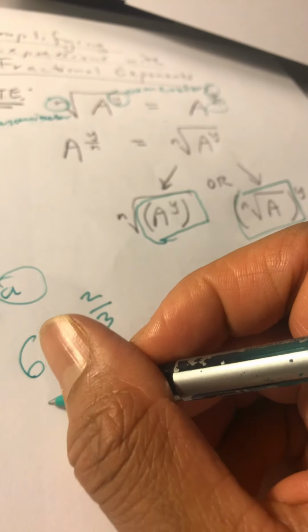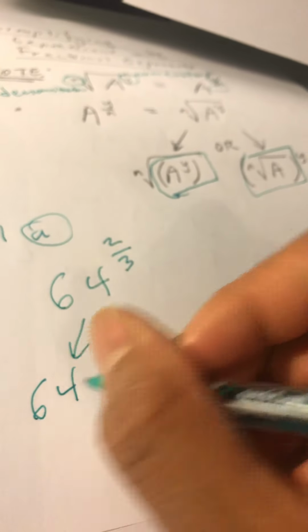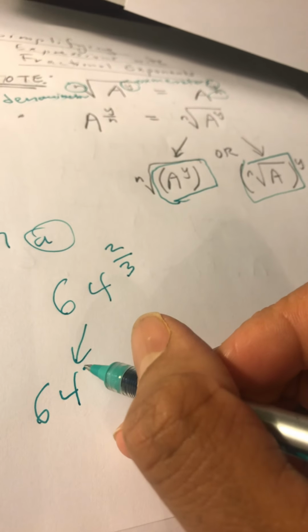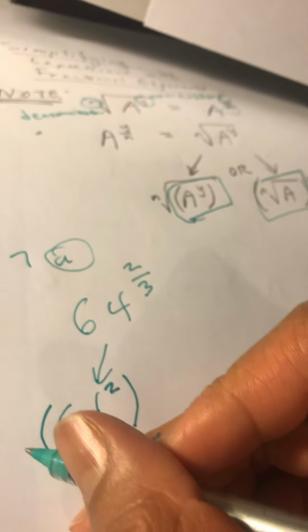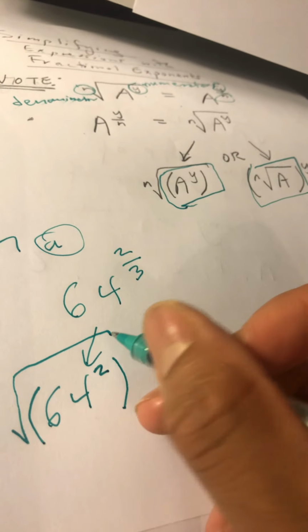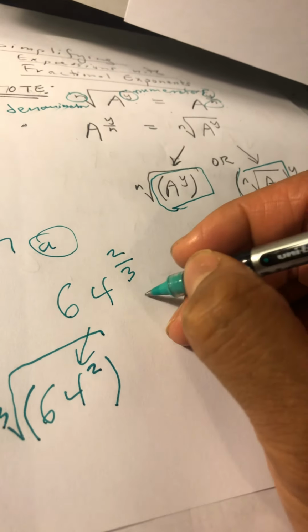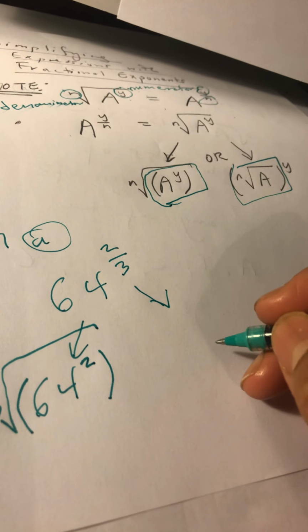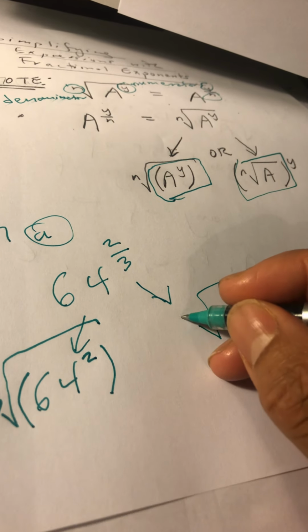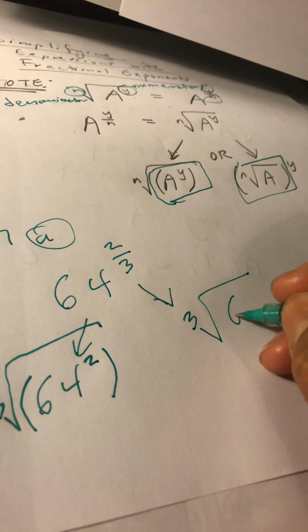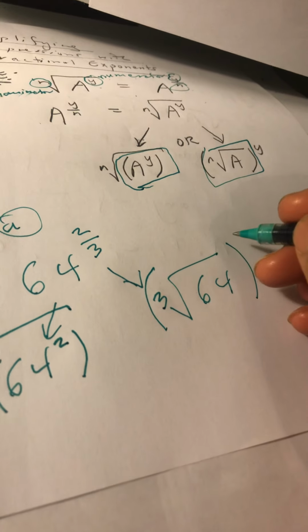Now this can give you two different ways of looking at it. That can mean 64 squared, right? And I'm taking the cube root. All right, or it can mean I am taking the cube root of 64 first, and then I'm squaring it.